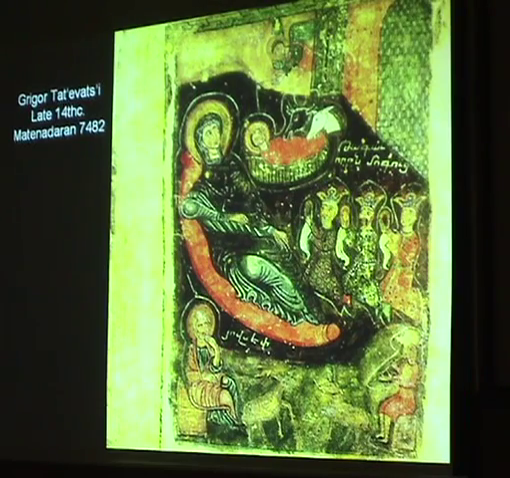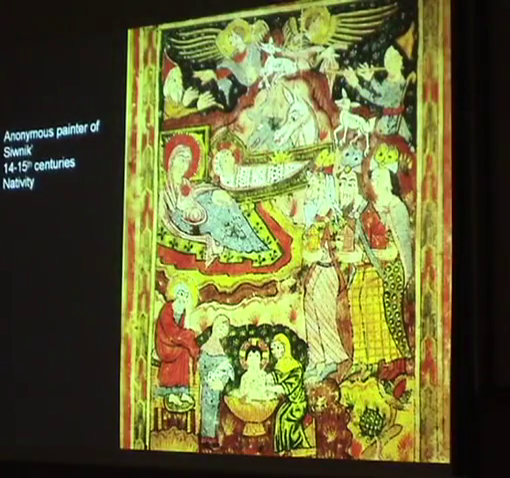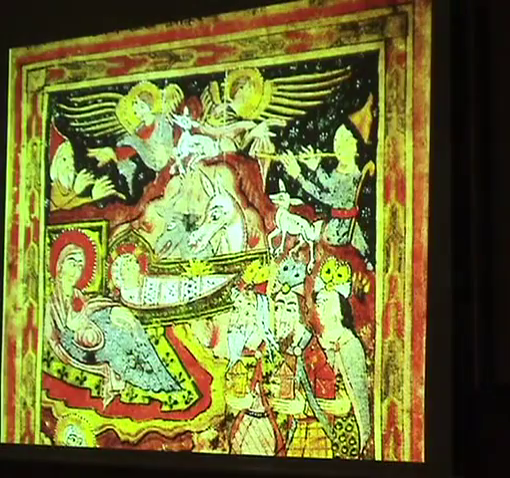With all due respect, this isn't my favorite image of the Nativity, but it's yet another strategy, and again you can see that desire to use and layer patterns, which is so typical of late medieval Armenian art. Can we have the next one, please? And then going back to where we started, I just wanted to show you this. This is that anonymous painter, Sunik, from the 14th, 15th centuries.